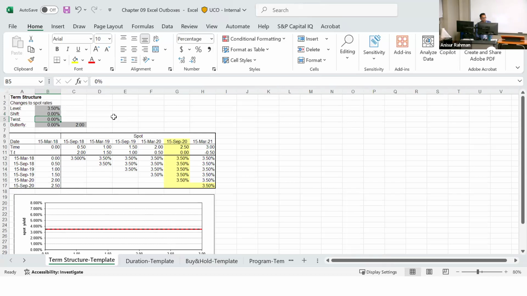I'll enter 0 here. Now slope changes with a twist, right? Because shift is same level of change, remember? Same amount of change, right? Shift. But twist is slope changes, so this, right? It steepens, it flattens, right? Okay.